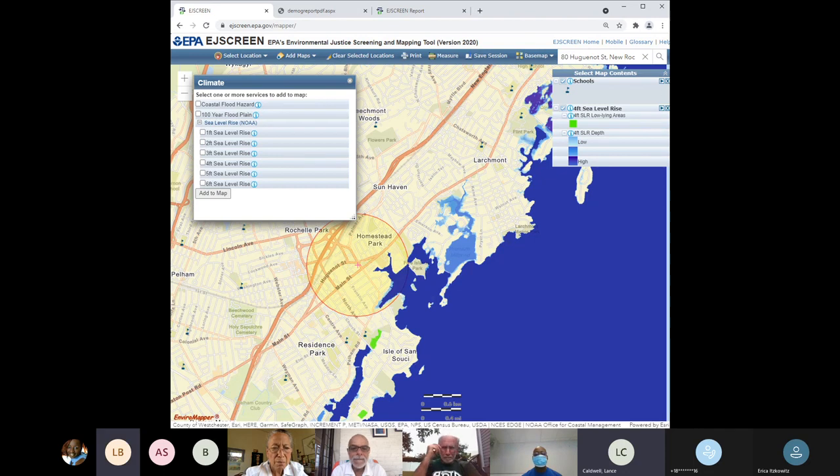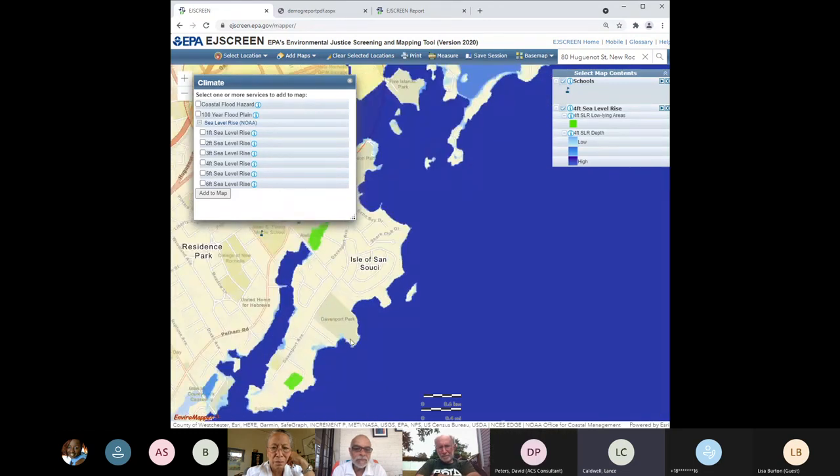Hi, Lance, it's Lisa. What does this mean? What are the dark blue areas? Oh, okay, sorry about that. Yeah, I selected the 4 feet sea level rise. So the dark blue is what will be underwater if or when the sea level rises 4 feet, which I don't know when that is predicted. I think it's probably about 150 years from now, but this is what will be underwater when the sea level rises above 4 feet.